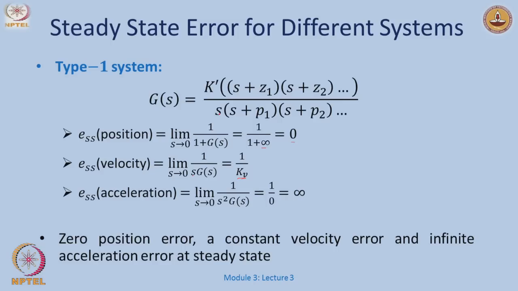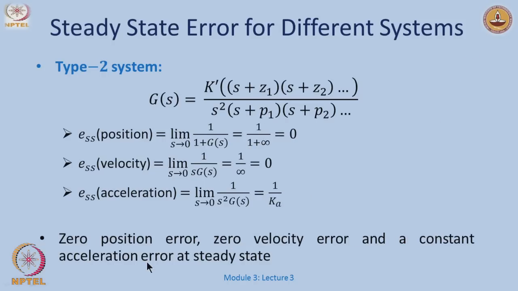So, if I take a type 1 system and I ask it to follow a step input, then at steady state there will be no error, it will actually follow this input very nicely. However, if I take the same system and ask it to follow a ramp, it might have some steady state error. The response could be something like this and eventually go to a constant error, like a straight line. And similarly, for acceleration, it will never be able to track a signal which is parabolic. So, it will have a 0 position error, a constant velocity error and infinite acceleration error at steady state.